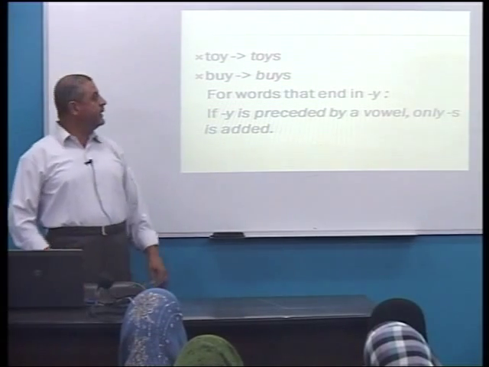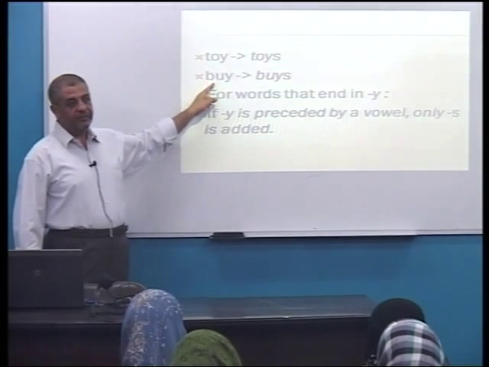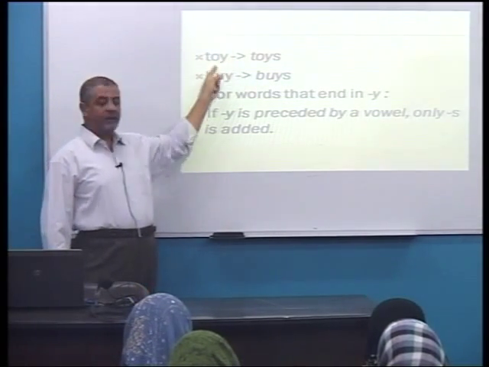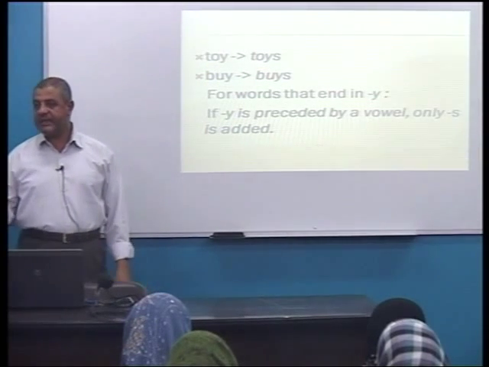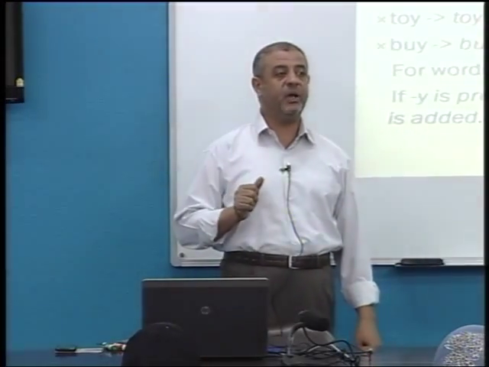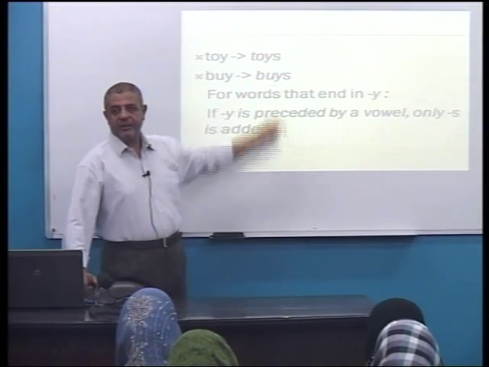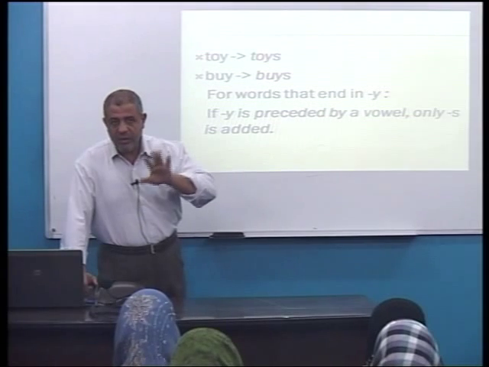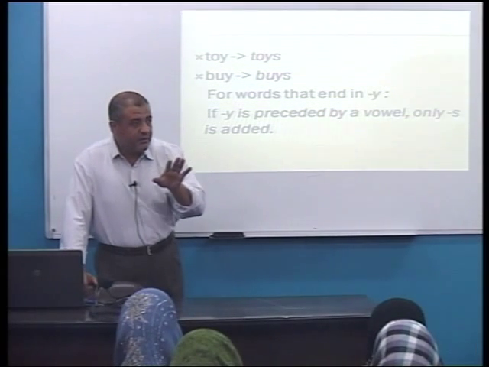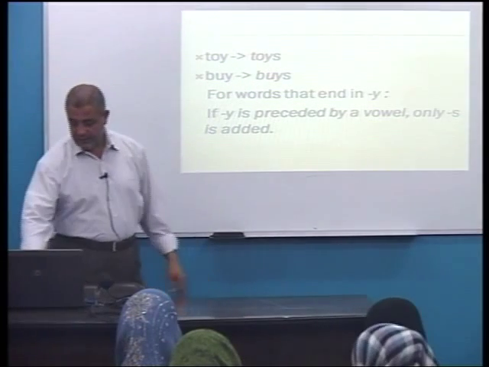Now, what about toy and buy? You have a noun and a verb. Each one ends with Y. The Y is preceded by a vowel. Okay? The Y is preceded by a vowel. When we add S to a word that ends with Y preceded by a vowel, how do we write it? Just add. Okay, no change. Just add the S after the Y. Okay? It is preceded by a vowel.